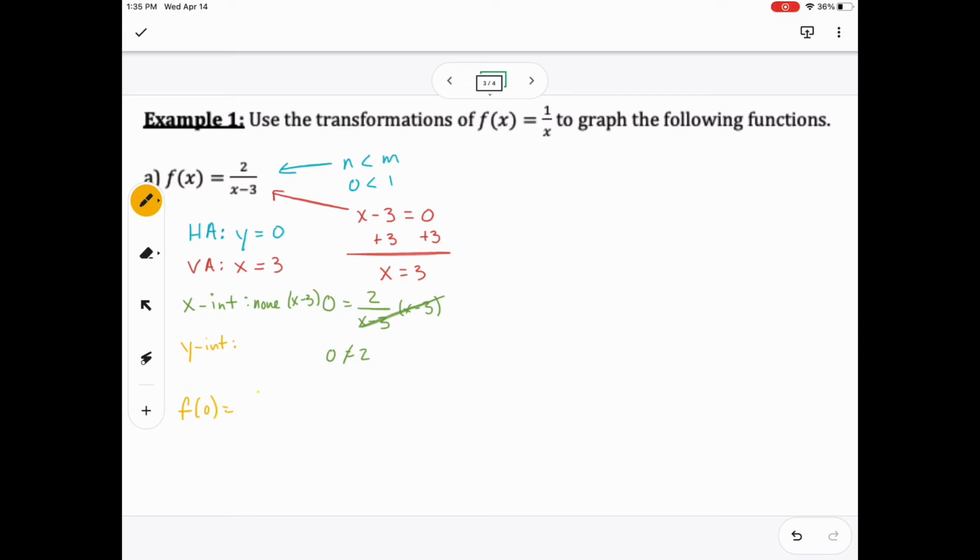For a y-intercept, I'm going to plug in 0 for x and solve for the y value. In this case, I get negative 2/3, so I'm going to have a y-intercept, so I'm going to cross the y-axis.